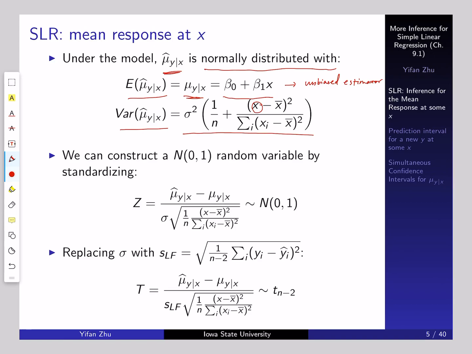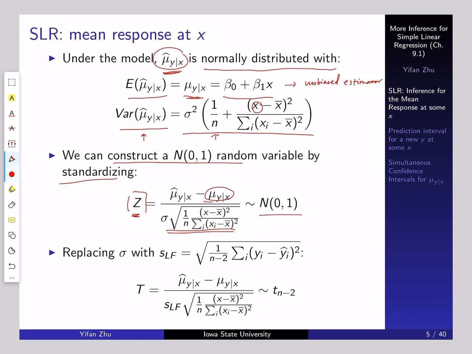Then we can construct a normal 0, 1 random variable by standardizing this random variable. So what we did is just subtract the mean and divide it by the standard deviation. We subtract the mu of y given x, and the standard deviation is just the square root of the variance, which is this. So this standardized random variable, Z, would have a normal 0, 1 distribution.